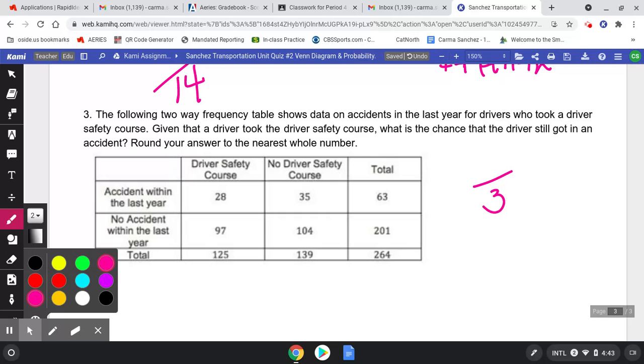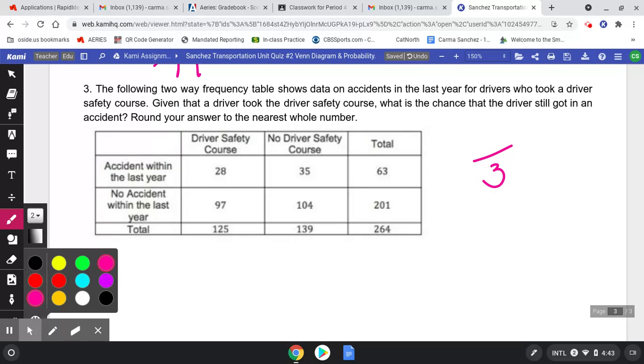The following two-way frequency table shows data on accidents in the year for the drivers who took a driver safety course. Given that a driver took the course, what is the chance that the driver still got in an accident? So, took the course, right? And still got in an accident. The intersection of these two is 28.